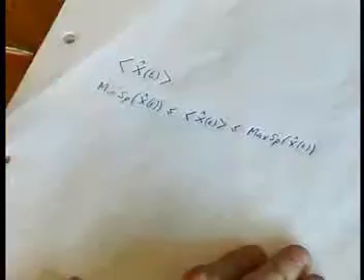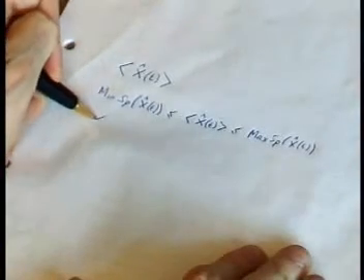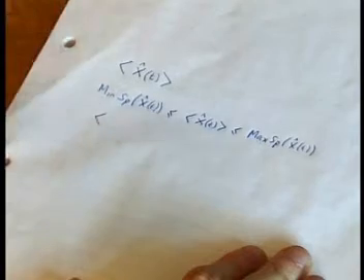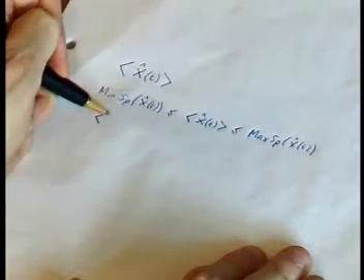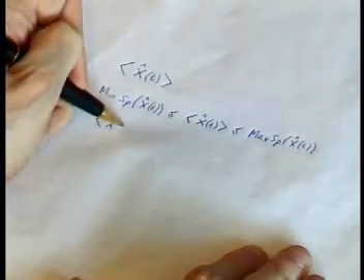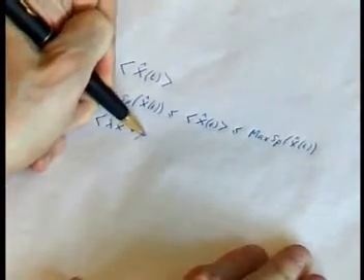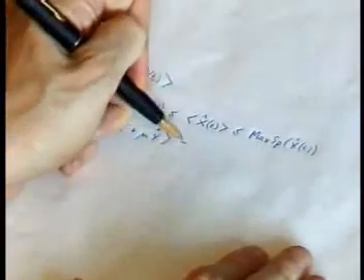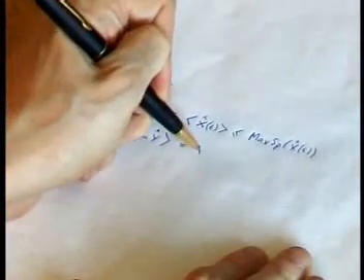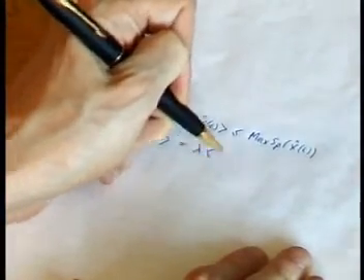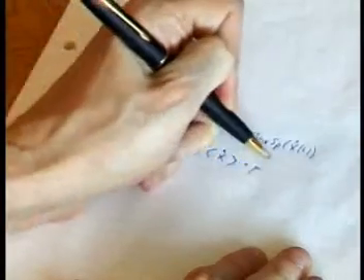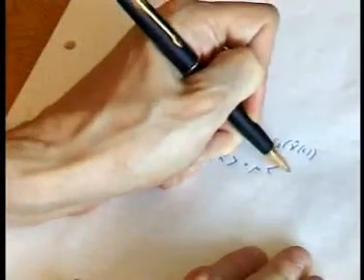And the other condition is that it has to be a linear function. So the expectation value of lambda x hat plus mu y hat, say, equals lambda times the expectation value of x hat plus mu times the expectation value of y hat.